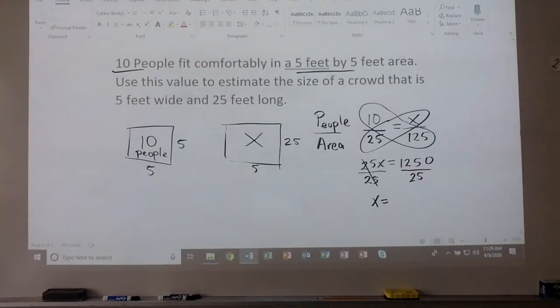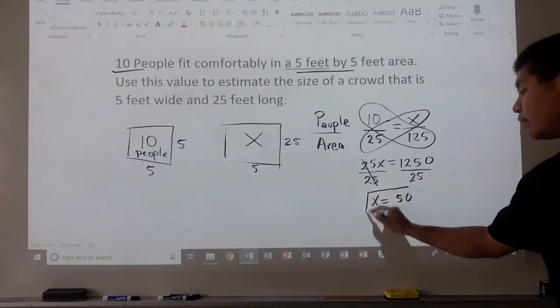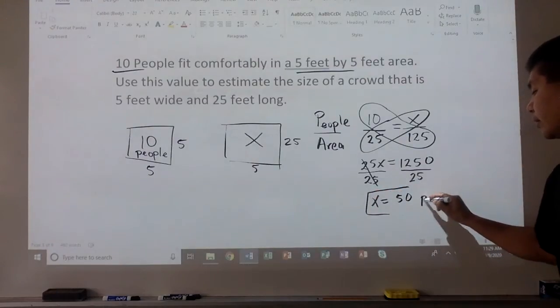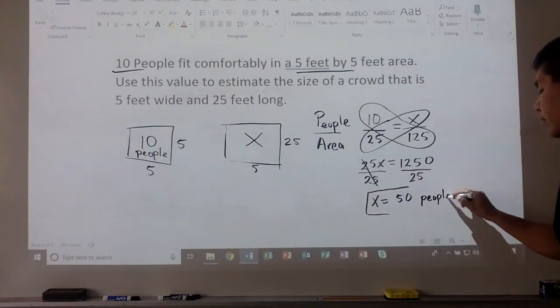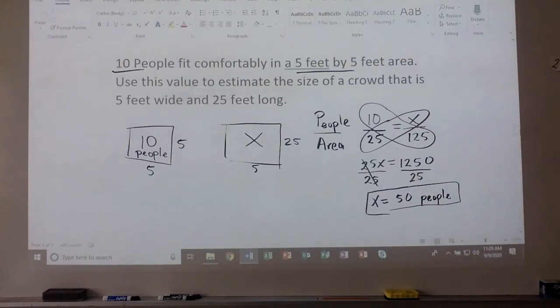Take a few seconds to put it in your calculator. 1250 divided by 25. Since I don't want to make this video long, just double check, pause whenever you can so you can double check your work. Equals 50. 50 people fit in that shape. Copy it.